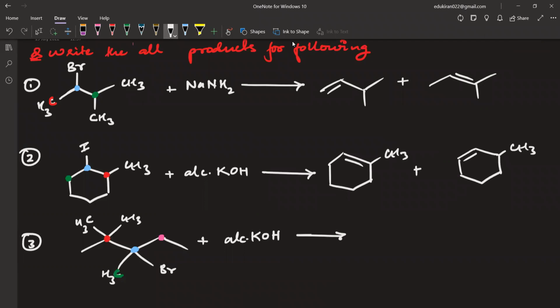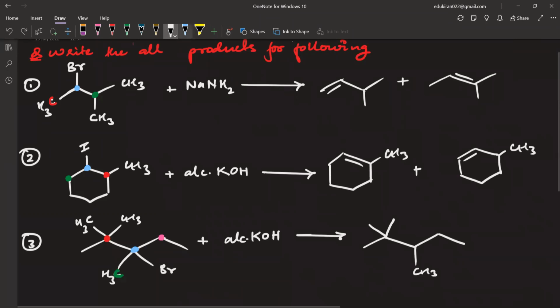write the structure as it is, and see where you can make the double bonds. Now, in this case, I can have a double bond. These two CH3 will be as they are. There will be one CH3 here and a double bond here. This can be one structure. Wait a second, is that right? No. This cannot be one structure.